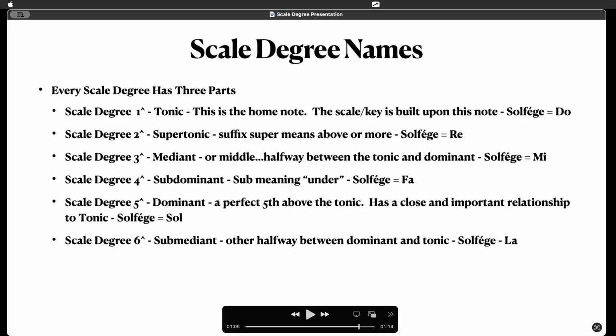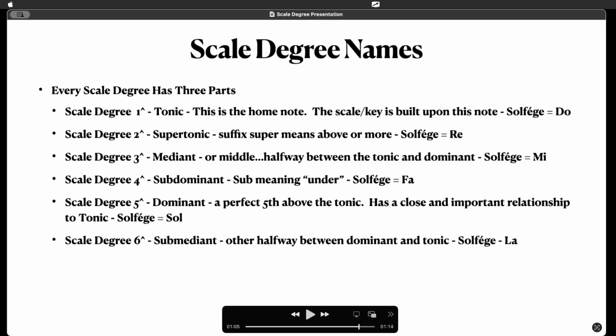If the mediant, scale degree 3, is a third above the tonic, well, the submediant is a third below the tonic, and that's built on scale degree number 6. You could go down 2 notes from Do and get to the submediant going that direction, or you could go up 6 scale degrees to the submediant. Either way, you're going to get there. So a third down from the tonic is the submediant, a third up from the tonic is the mediant, hence the name submediant.